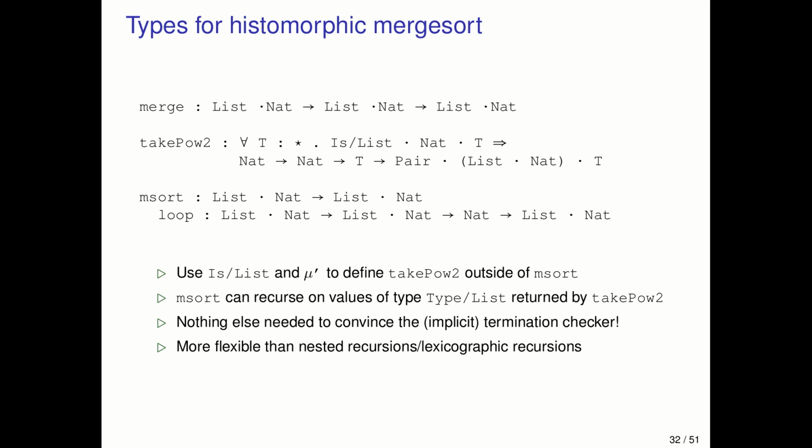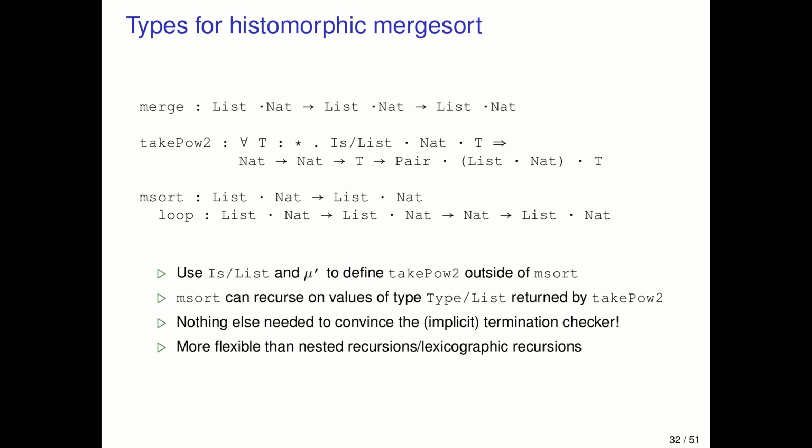We don't need any more elaborate tricks than that to convince our implicit type-based termination checker that this is fine. So this is quite a bit more flexible than nested recursions and lexicographic recursions, because you can pull these things out. A nested recursion is great, but you cannot really extract that. This lets you extract these things outside their outer loop.